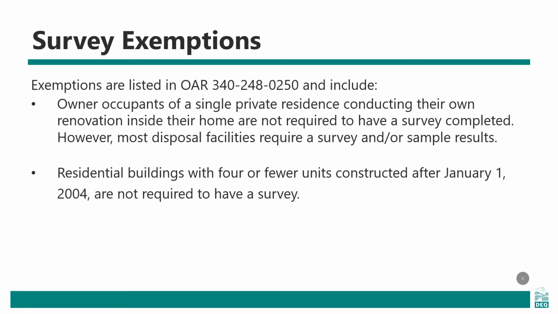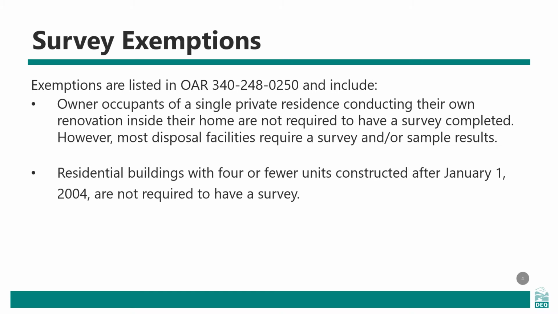The exemptions to survey requirements are listed in OAR 340-248-0250. Owner-occupants renovating the single private home they live in are exempt from several asbestos rules, including the requirement to have a survey completed. If the home will be demolished, a survey by an accredited inspector is required. During this presentation, discussions about survey requirements are from the perspective that the owner-occupied exemption does not apply, and abatement is being conducted by a contractor.